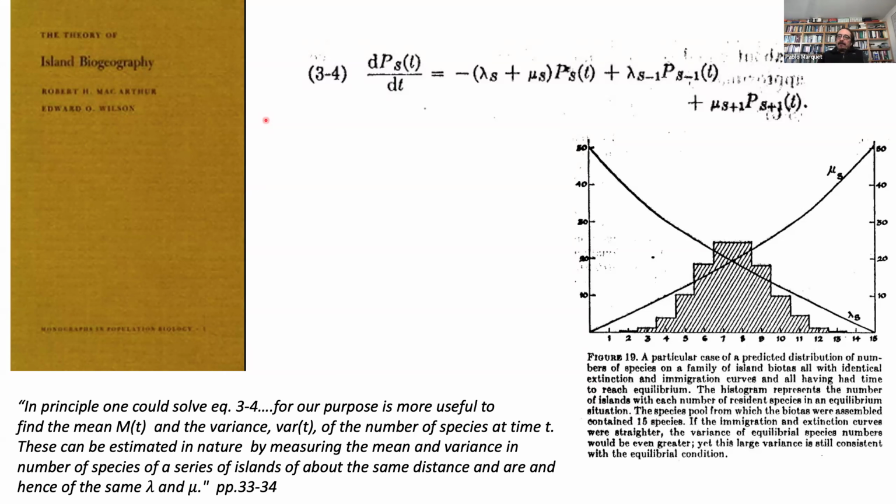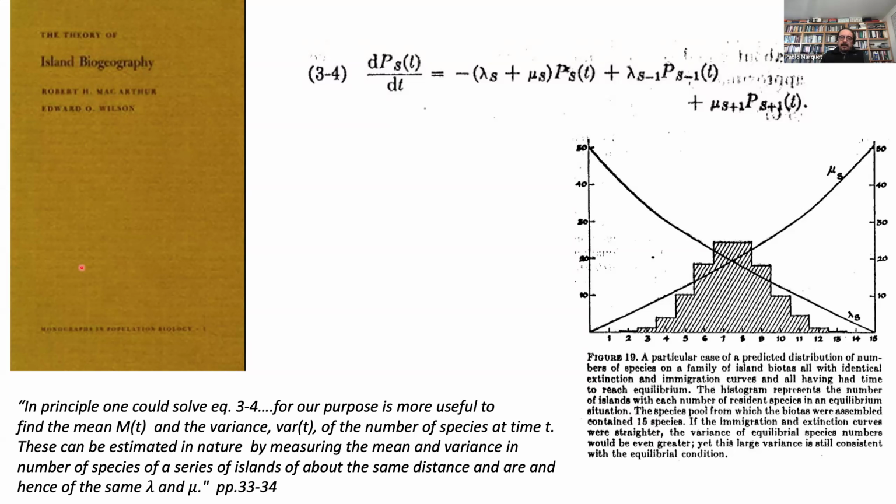This is the first monograph of this series, and it is in the same series as Hubbell's, which is one of the great series for theoretical ecology. MacArthur and Wilson tried to understand what are the processes that affect the diversity of species found on a particular island. And they set up a theory.